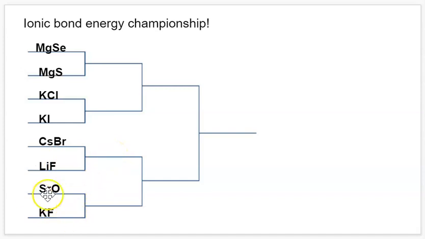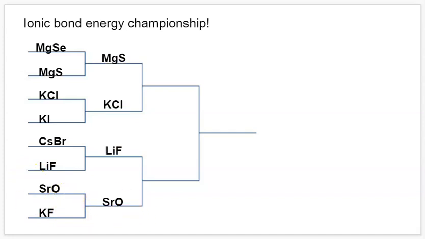And then this last one, strontium oxide versus potassium fluoride. Here we have +2, -2 versus +1, -1. So even though strontium is a bigger atom than potassium, and oxygen and fluorine are similar in size, the charge is going to beat the size in this case, and strontium oxide is going to move to the next bracket.